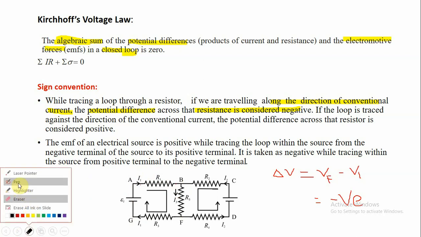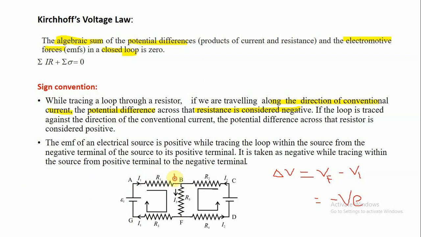What will be my initial point? This will be my initial point, and this will be my final point. If I am moving like this, so this will be my initial point and this will be my final point. And when I calculate delta V, how is delta V calculated? From final point minus initial point. So I will calculate V final minus V initial, and you see the current is flowing in this direction.